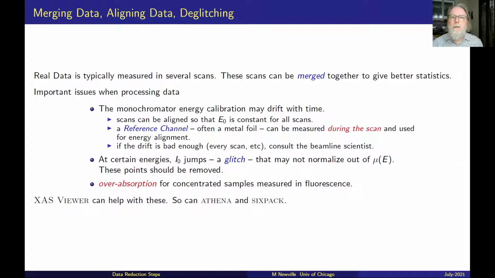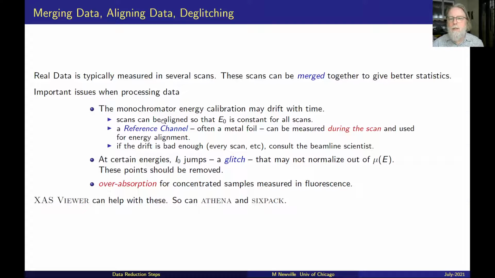So it's often the case that you'll need to, real data will include several different scans of data, and these may need to be merged. So that's just adding spectra together, although you may need to think about doing some interpolation if the energy scale is changing from a monochromator that has some problem, or the monochromator energy might drift in time.